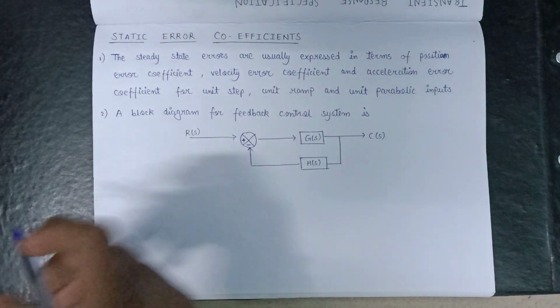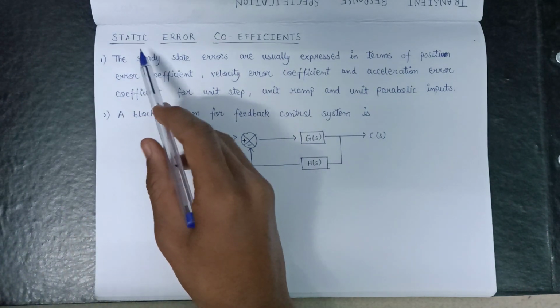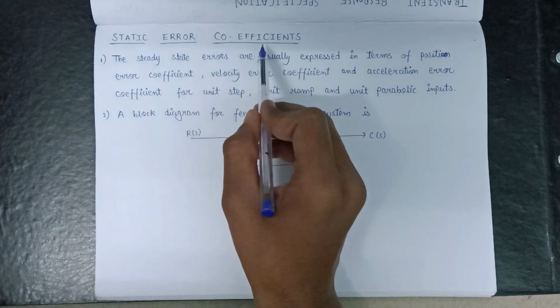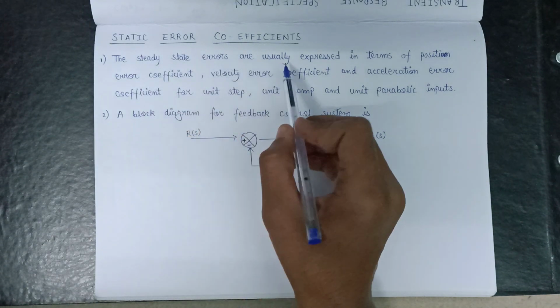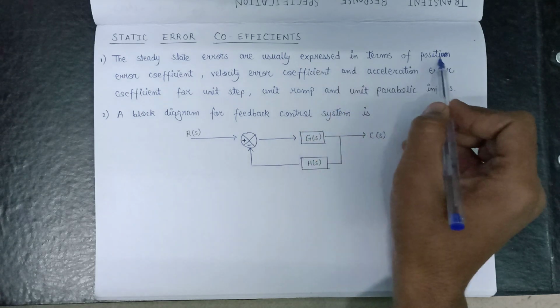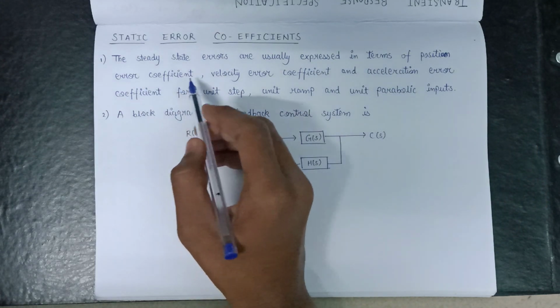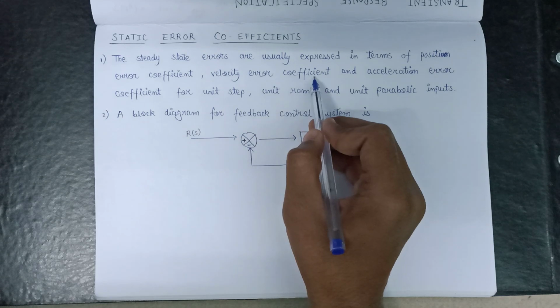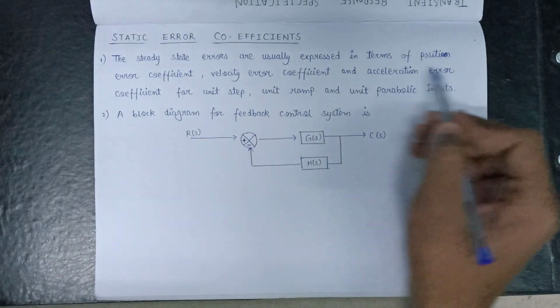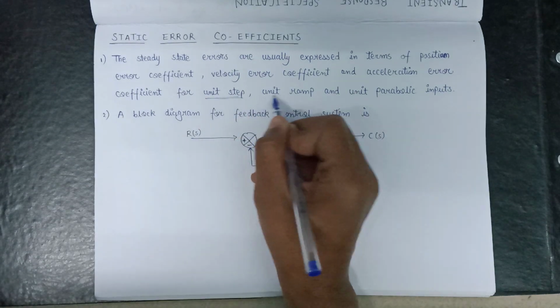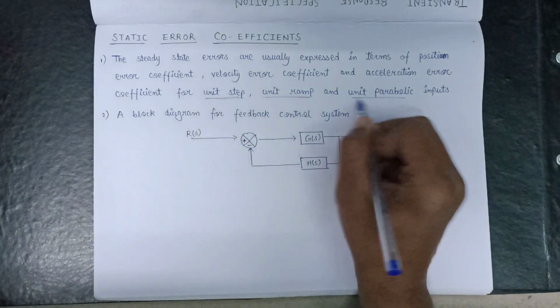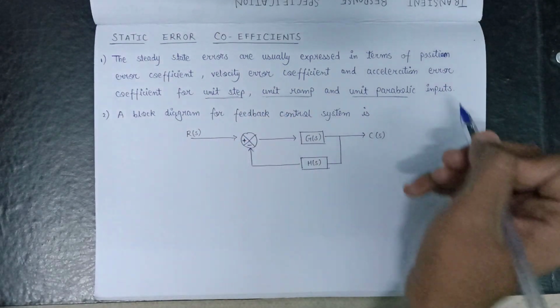Welcome all. In this lecture, we are going to study static error coefficients. The steady state errors are usually expressed in terms of position error coefficient, velocity error coefficient, and acceleration error coefficient for the unit step, unit ramp, or unit parabolic inputs.